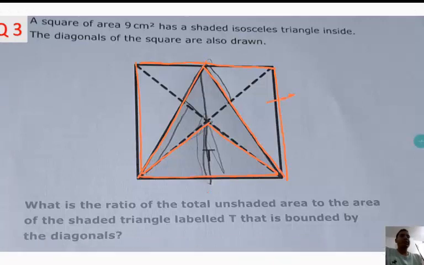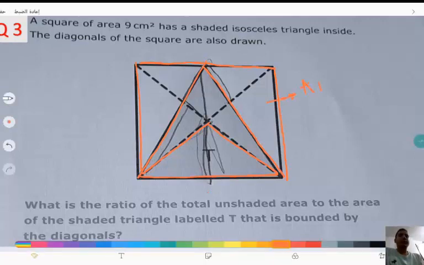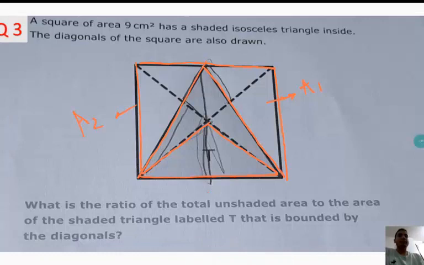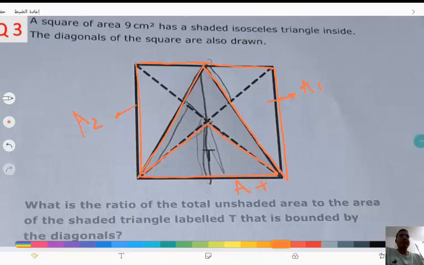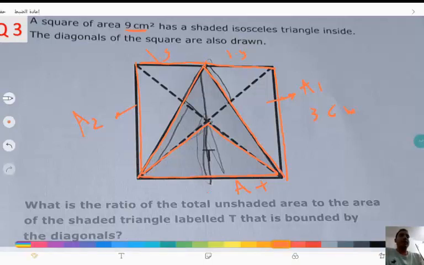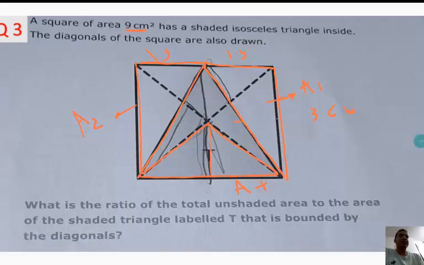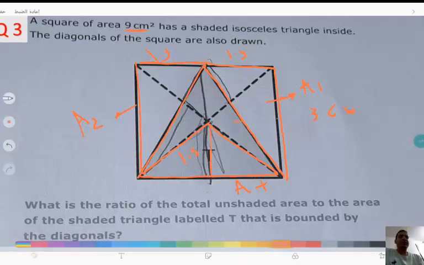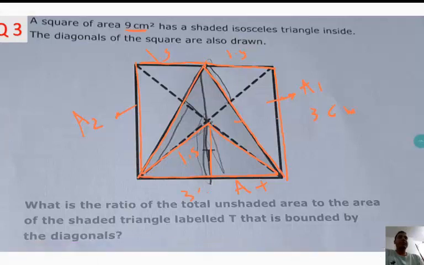So area 1, area 2, area T. Alright, he gives us the area of the big square, 9 cm square. That means the side length is 3 cm. Here is the half, so 1.5 cm, 1.5 cm. Up to here is half, so the height here is 1.5 cm, and this one is 3 cm, the side length.